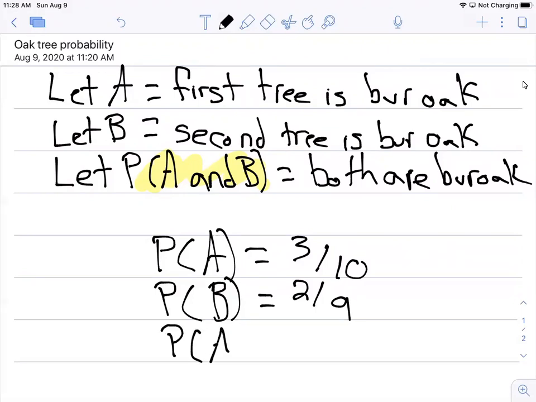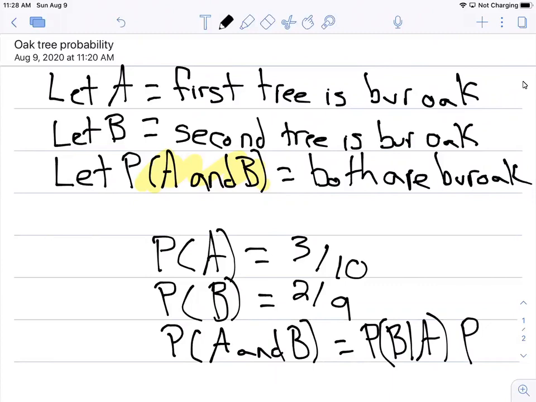And so this would be the probability of A and B happening. And that's going to equal the probability of B given A times the probability of A. And so we've got all of these probabilities in front of us. As it turns out, we've already calculated the probability of B given A. That was the probability of what we called B. We kind of behind the scenes already calculated that one was already taken. That is, we already selected one bur oak previously.